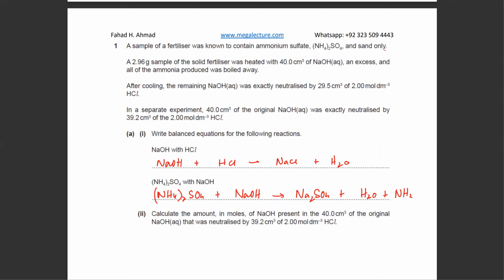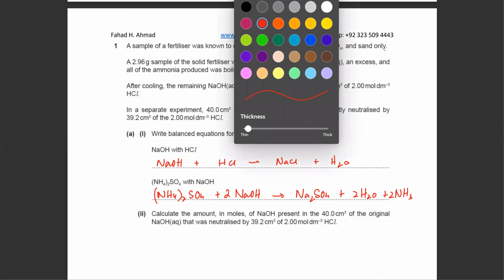And you can go on to balance this equation, which would be, I think, just 2 NaOH, and 2 NH3 as well, and 2 H2Os. Anyways, that's your reaction. Now I'm going to discuss what's happening here.